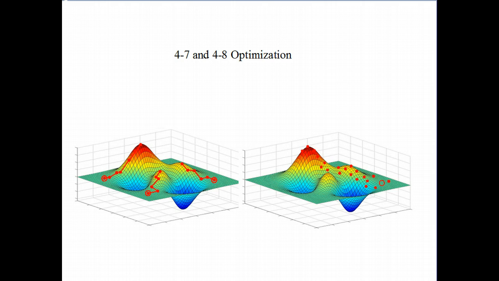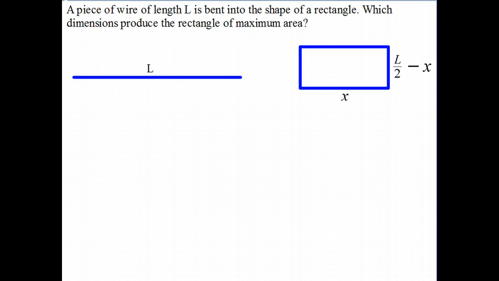In this section, we're not really going to have the functions. We're going to have to create these functions based on situations. So let's take a look at an example. Let's say we have a piece of wire of length L and it's bent into a shape, a rectangle. And we want to know what dimensions are going to produce a maximum area.